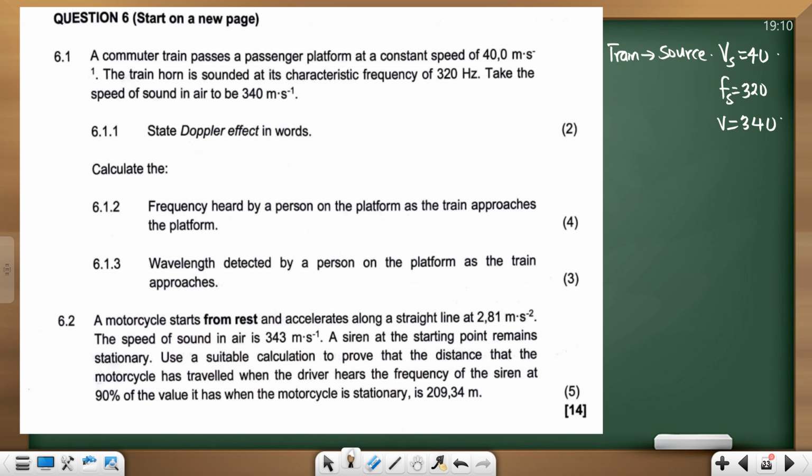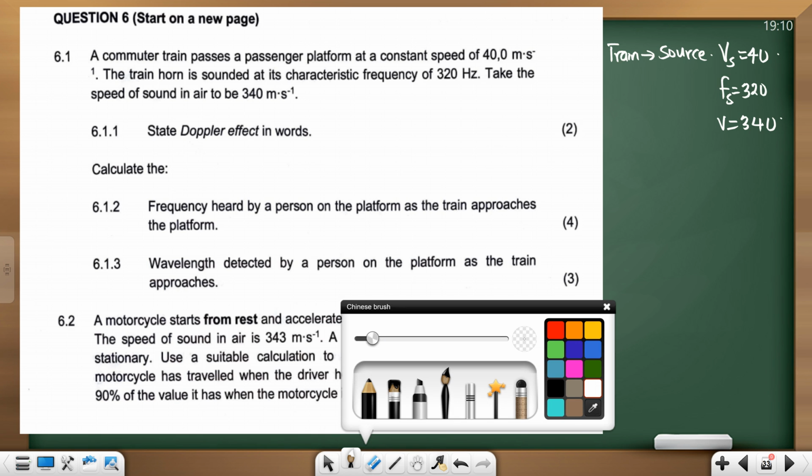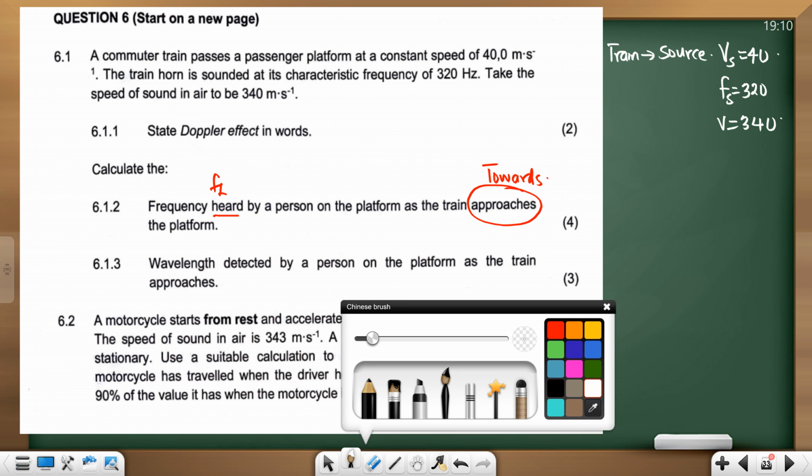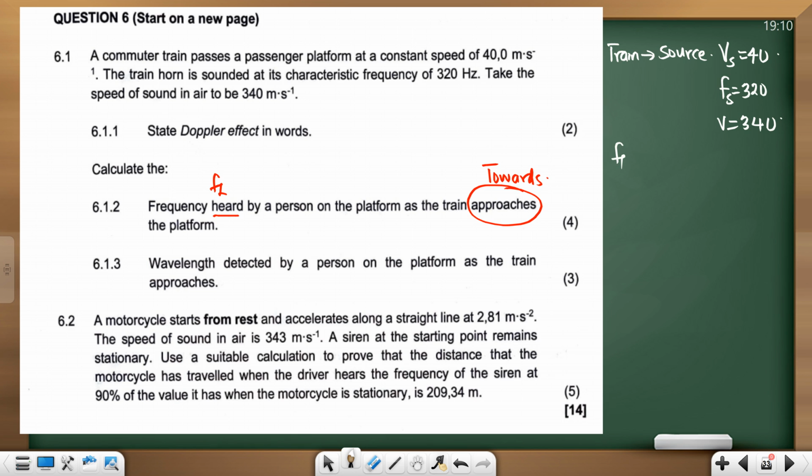Calculate the frequency heard. What are we looking for? Frequency heard. Frequency of the listener. As the train does what? Approaches. Approaches means towards. That's a common thing to do, right? So, formula. Plus or minus.